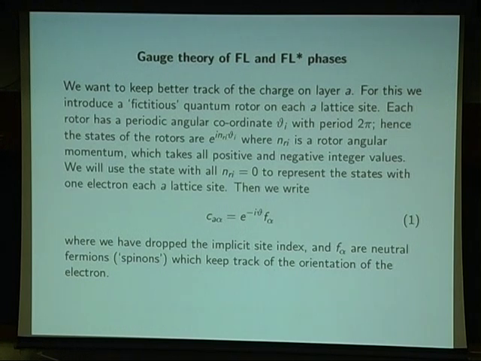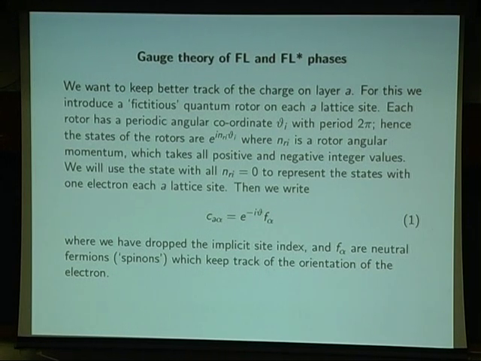Now what I want to do is identify this n with the charge on that site. So if there's one electron on that site, n is zero. And when there's zero electrons on that site, n is minus one. When there's two electrons on the site, n is plus one. And now, of course, I have to keep track of the spin of the electron on that site. For that spin, I introduce a new fermion called the spinon. And this fermionic spinon will have a spin index alpha. So what I'm doing here is taking my physical electron on layer A and writing it as a product of this rotor operator and this fermion operator.